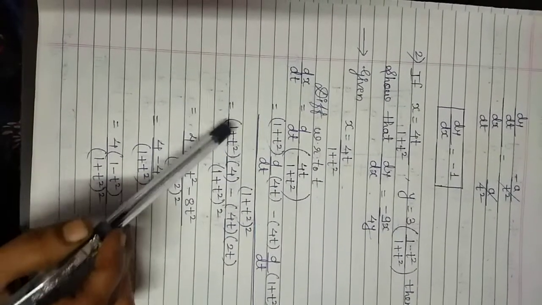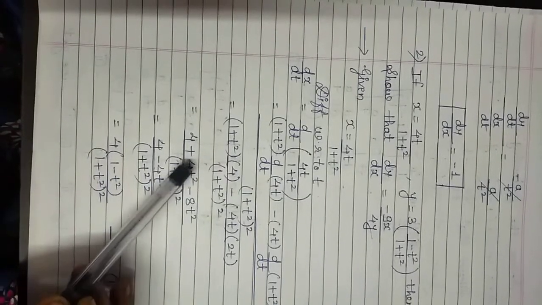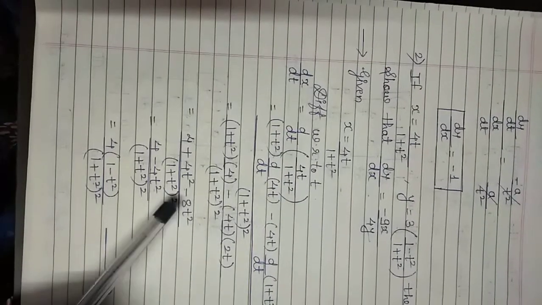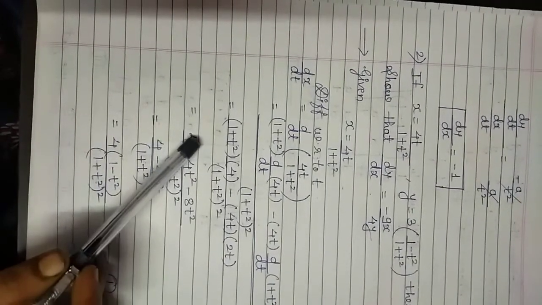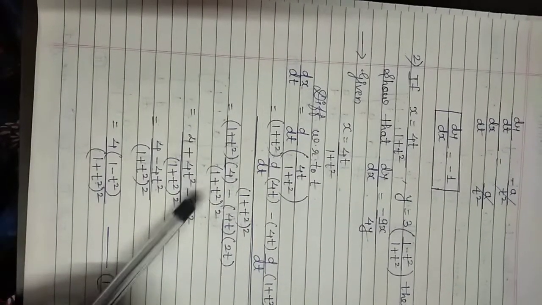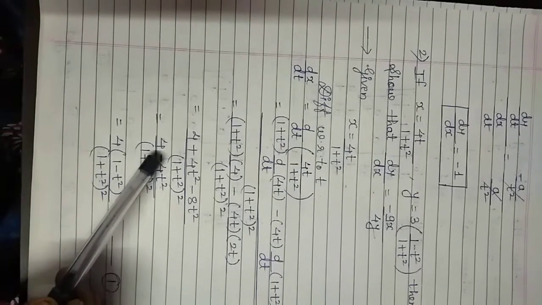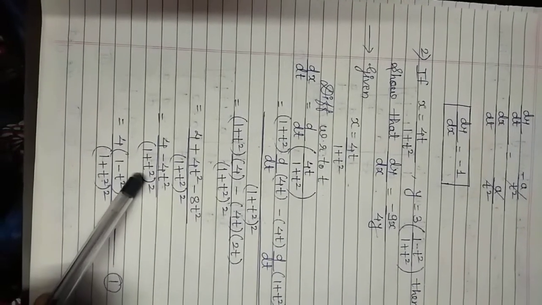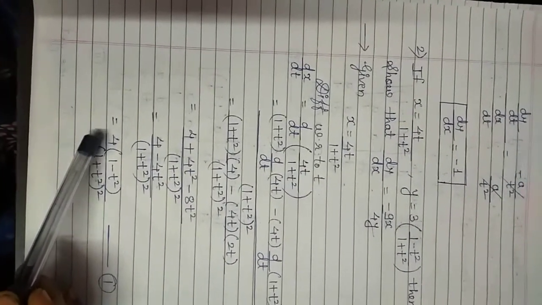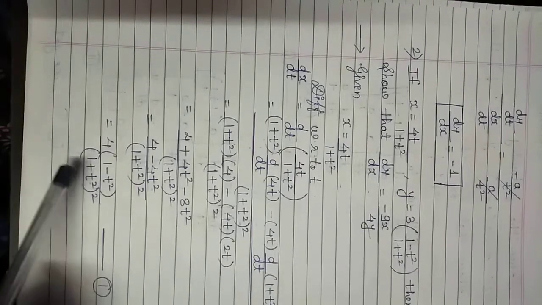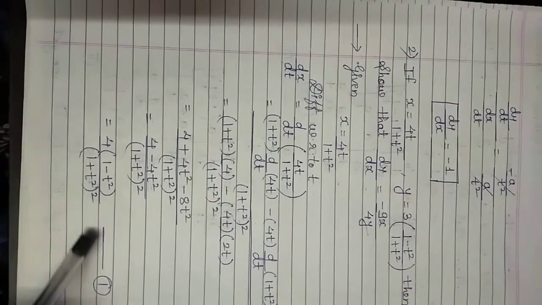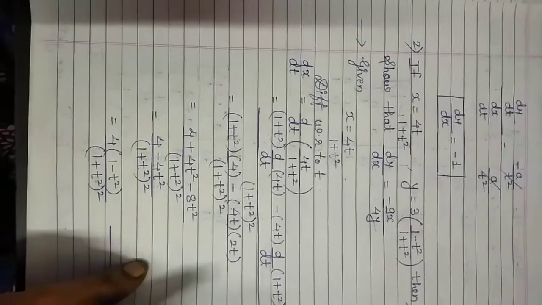Now we will open these brackets and these brackets also. So we will get 4 into 1 is 4 plus 4 into t square is 4t square. Middle sign is minus. 4t into 2t is 8t square. Now denominator as it is. This 4 as it is. 4t square minus 8t square. So we will get minus 4t square upon denominator as it is. Now here from numerator we can take 4 common. So we will get 4 into 1 minus t square upon 1 plus t square the whole square. Now further simplification is not possible, so we will call this equation number 1.